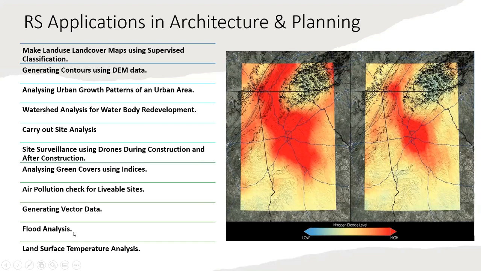Then flood analysis, we can do flood risk mapping with remote sensing. Land surface temperature: which area is having what temperature at what time. This insight also we can get to know using remote sensing. So these are some of the use cases of how remote sensing is applicable in architecture and planning, and how it can enhance our process of designing.